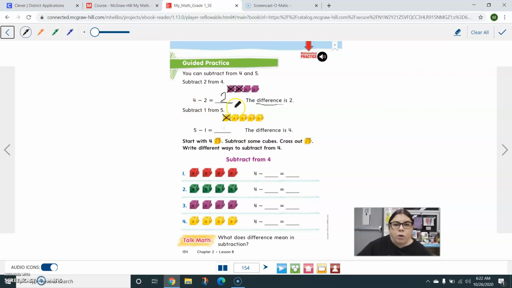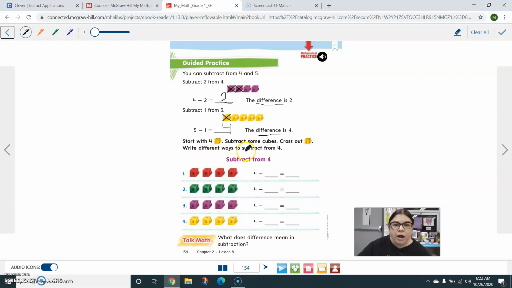Then we can subtract 1 from 5. So I have 5 here. I'm taking away 1. How many are left? That's right. Good job. 4. The difference is 4. Okay? So now we're going to go ahead and do 1 through 4 together.